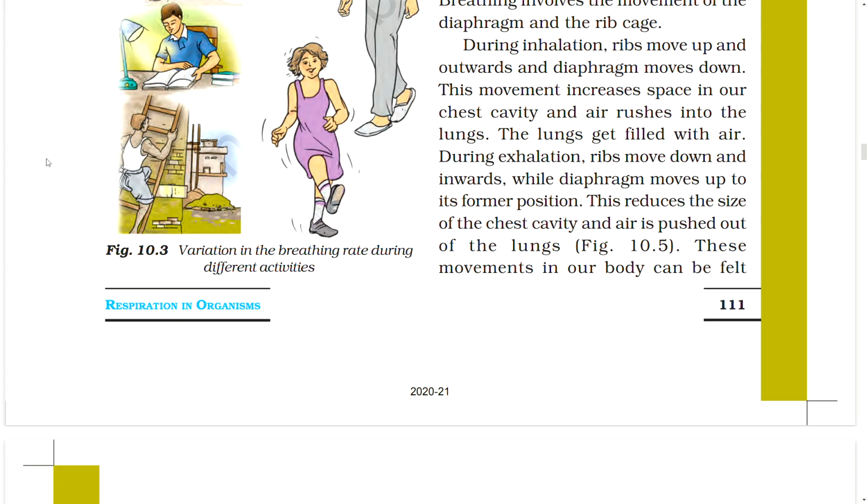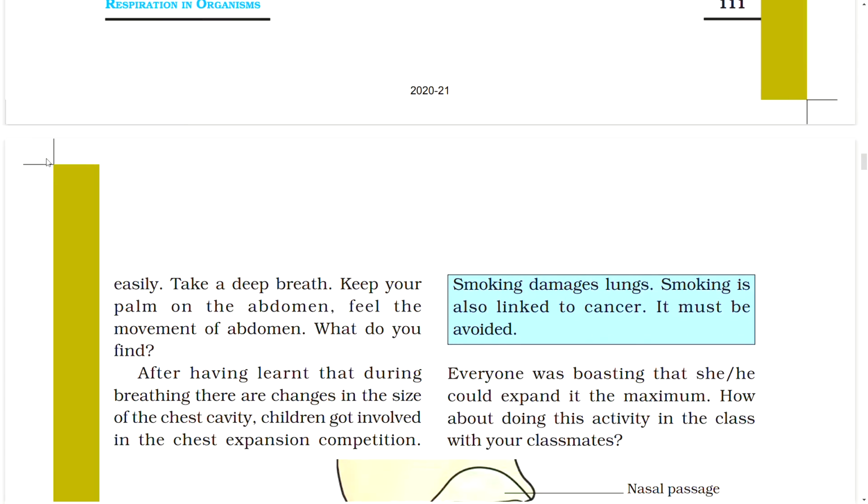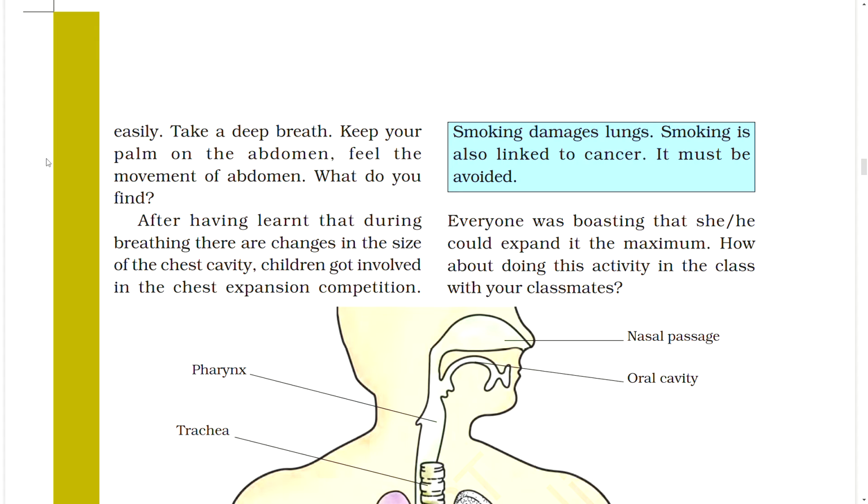During exhalation, ribs move down and inwards, while the diaphragm moves up to its former position. This reduces the size of the chest cavity and air is pushed out of the lungs. Figure. These movements in our body can be felt easily. Take a deep breath. Keep your palm on the abdomen. Feel the movement of the abdomen. What do you find? After having learned that during breathing there are changes in the size of the chest cavity, children got involved in the chest expansion competition.